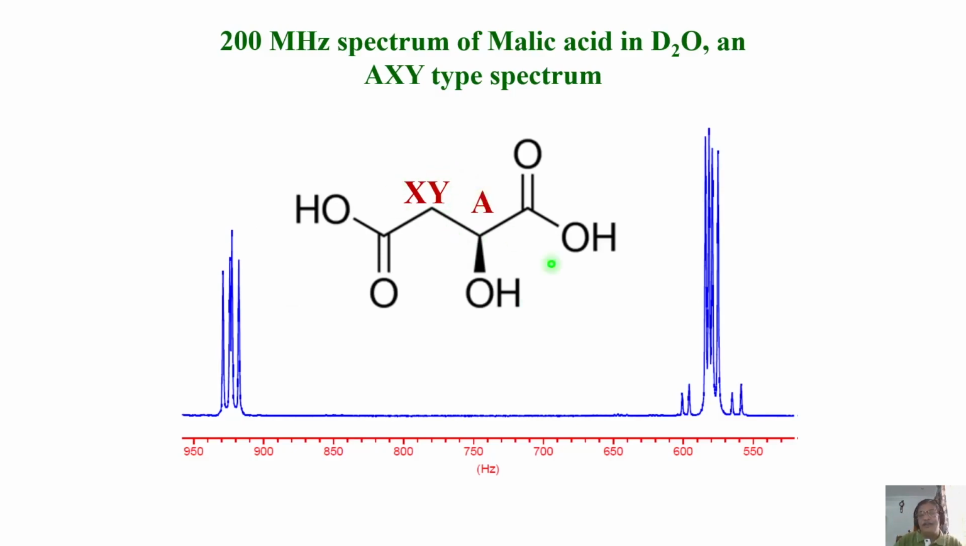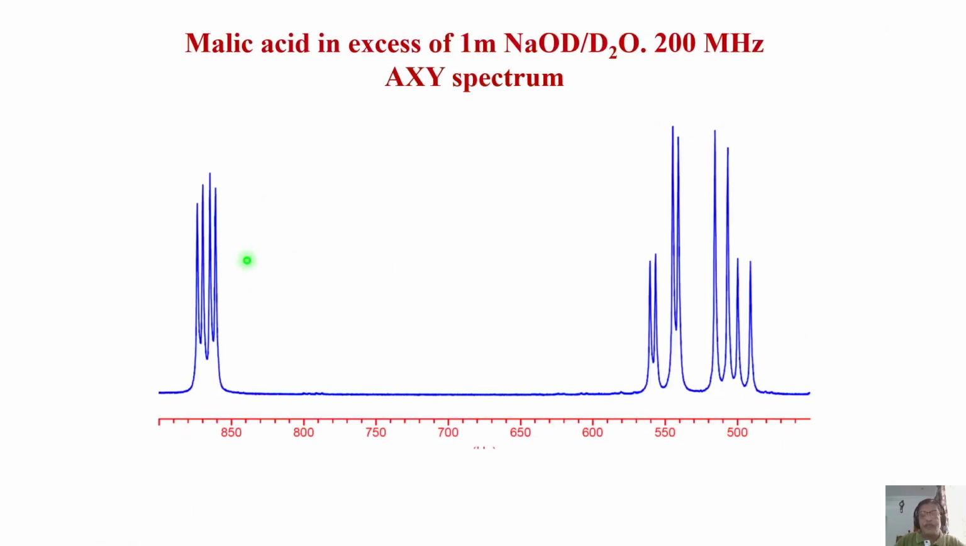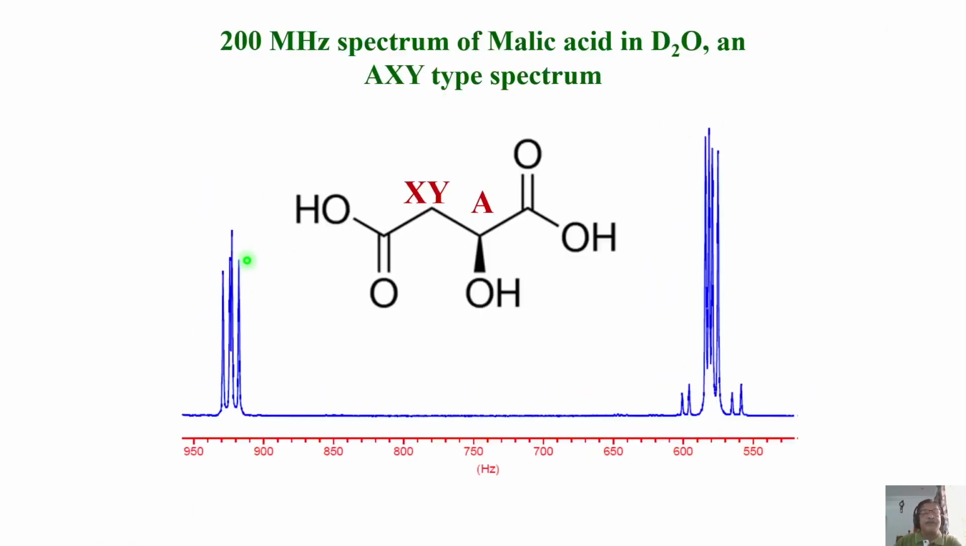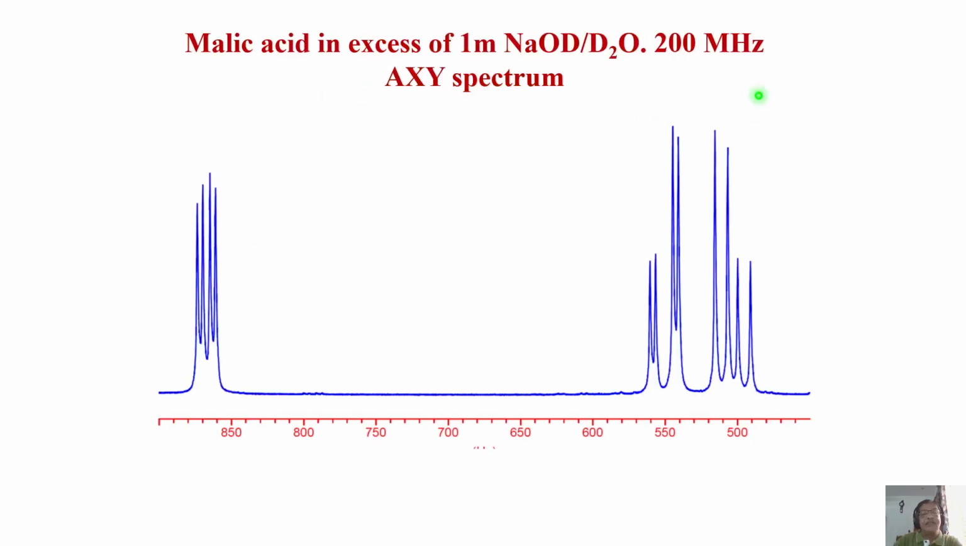It is analogous to ABX, depending upon how you look at it. You look at this one, this is the AB part or XY part, this is strongly coupled X part. Okay. This is the spectrum of malic acid in D2O, AXY type. This is the spectrum of malic acid again at 200 megahertz. You see the change in this AB pattern.